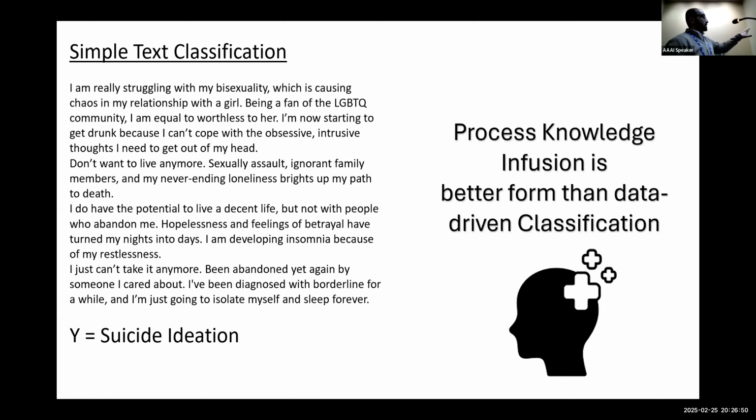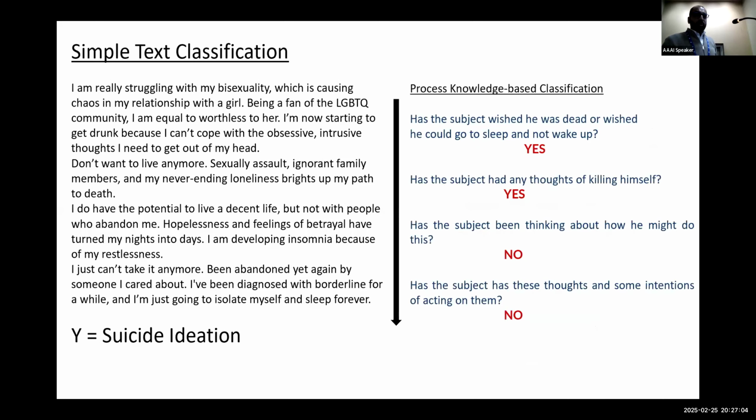Suppose there is a particular post, and the subsequent label is suicidal ideation, right? So we are talking about the mental health scenario, and we have a particular post, and we want to do this particular classification approach. So what we are doing in the process knowledge infusion is rather than just taking this input data and turning it into a classification task, we are translating this into a particular series of questions. Now, for every input, we have a series of questions, right?